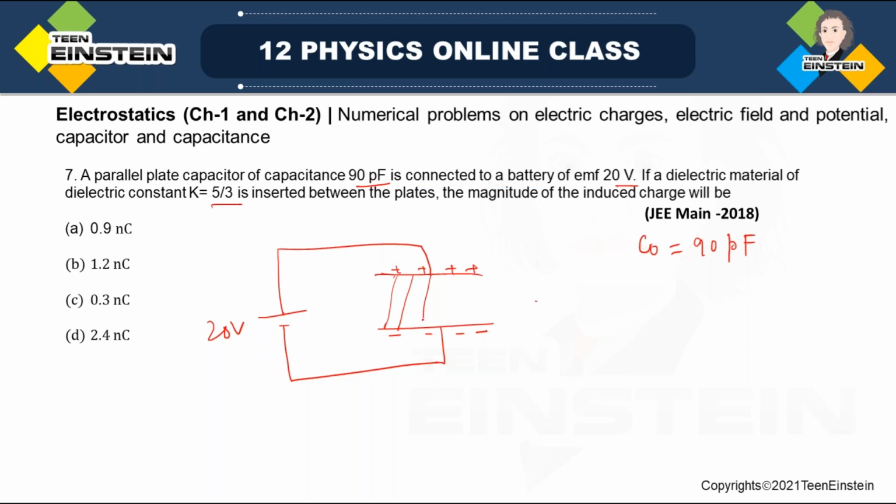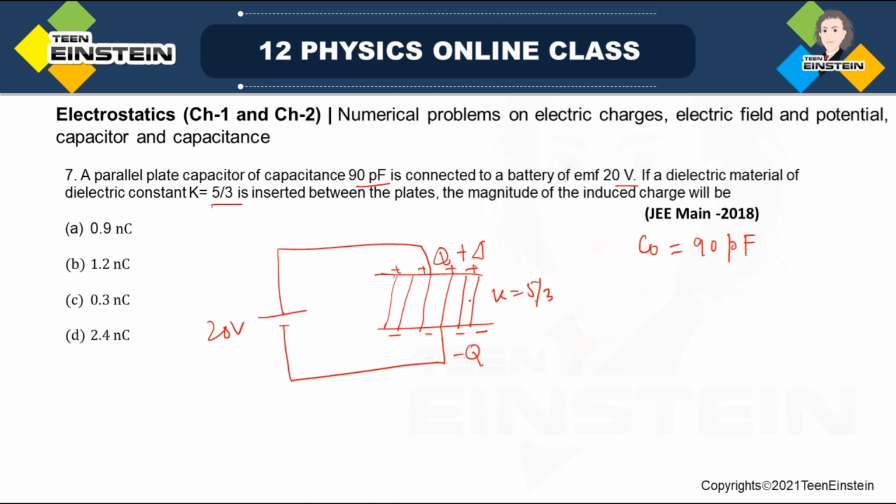the space between the plates is filled with a dielectric material having dielectric constant 5 by 3. Now the question is, the magnitude of the induced charge will be what out of these four? Therefore you have to find out the induced charge. Suppose initially when the dielectric material was not there, the charge was plus q on this plate and minus q on this plate. Now there is an induction due to this dielectric material.